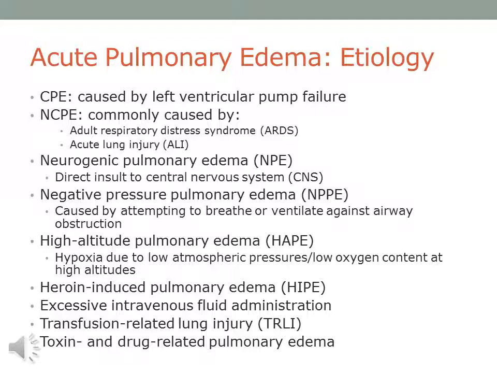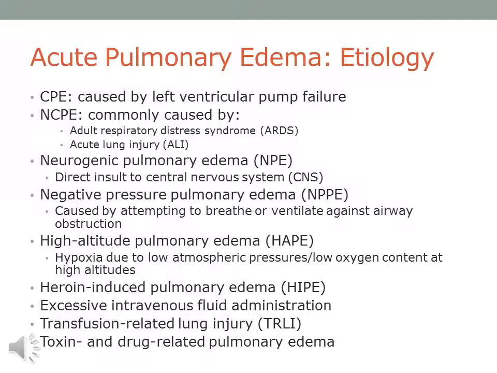Non-cardiogenic pulmonary edema can be caused by adult respiratory distress syndrome, which we're going to talk about later on in the lecture, or acute lung injury, which again we'll talk about later in the lecture. We can also get neurogenic pulmonary edema, which would be a type of non-cardiogenic. This would be maybe as a direct insult to the central nervous system. We can get negative pressure pulmonary edema, which would be where a patient is trying to breathe or ventilate against an airway obstruction. We can get high altitude pulmonary edema. This would be because of low atmospheric pressures and low oxygen content at those high altitudes.